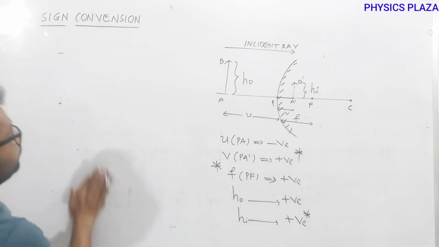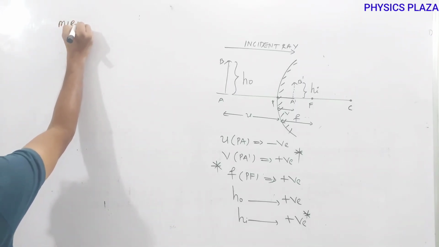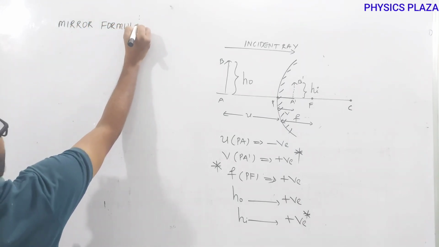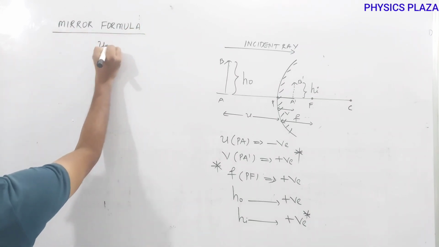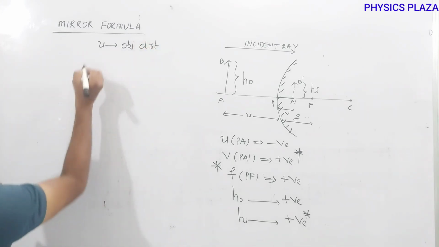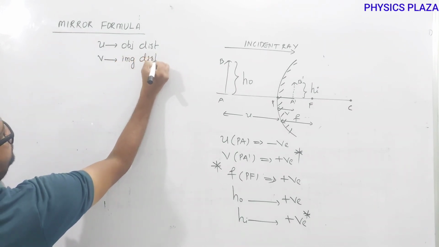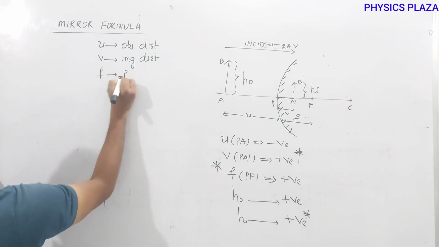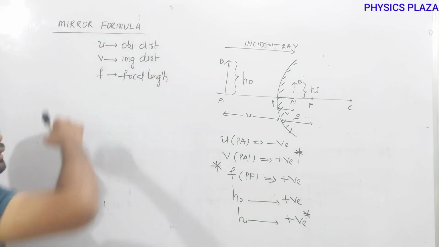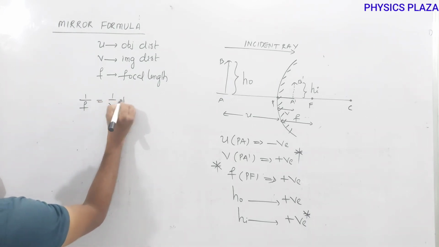So fine, children. Now the first important formula is the mirror formula. Very, very important. We know that U is the object distance, V is the image distance, and F is the focal length. Then the mirror formula is a relation among these three terms only. That is, 1 by F is equal to 1 by V plus 1 by U.